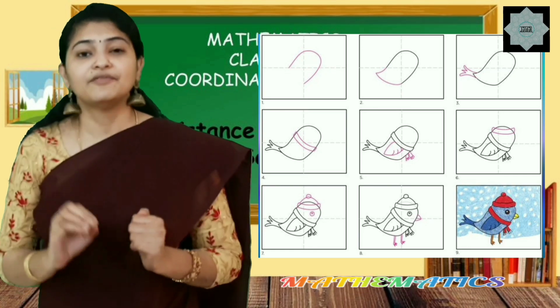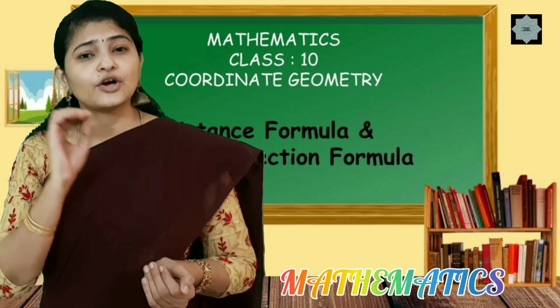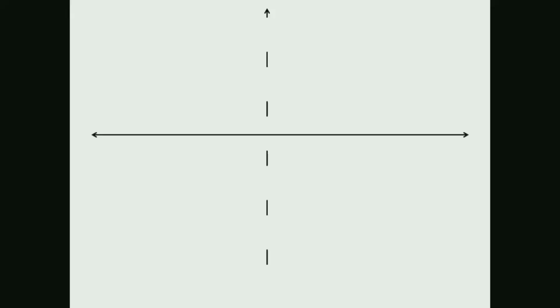In this session, we are going to discuss the concepts of coordinate geometry. Let's recall the concepts you have studied in earlier classes. Let us consider two axes. The horizontal axis is called the x-axis, and the vertical axis is called the y-axis. Their point of intersection is called the origin.